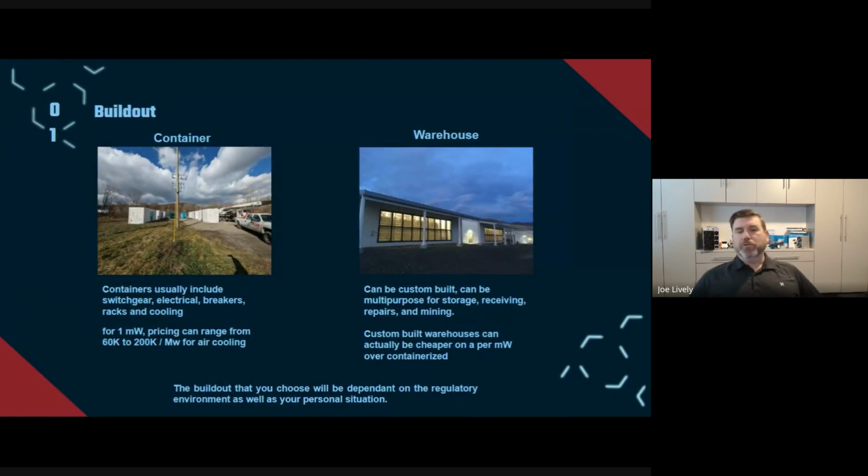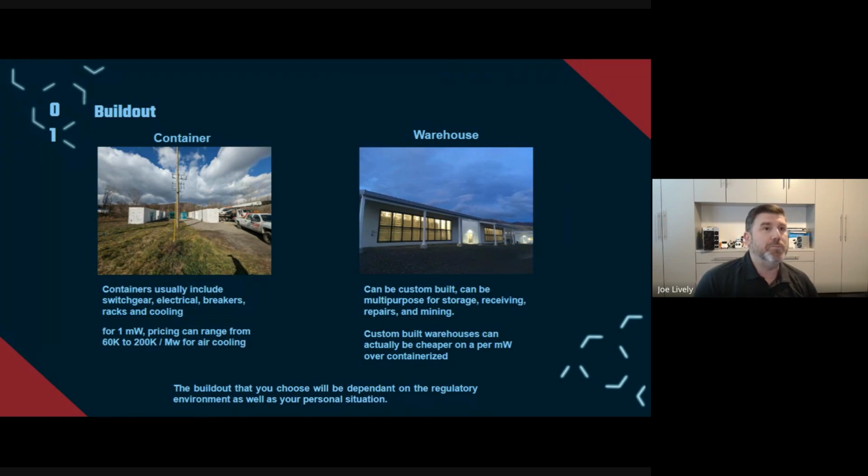As I mentioned a little earlier, there are two real ways to build out a Bitcoin mining site. You can do it from the container standpoint, or you can do it from a warehouse standpoint. Warehouses can actually be cheaper on a per megawatt pricing figure just because you're not having to buy the engineering expertise from a containerized company.